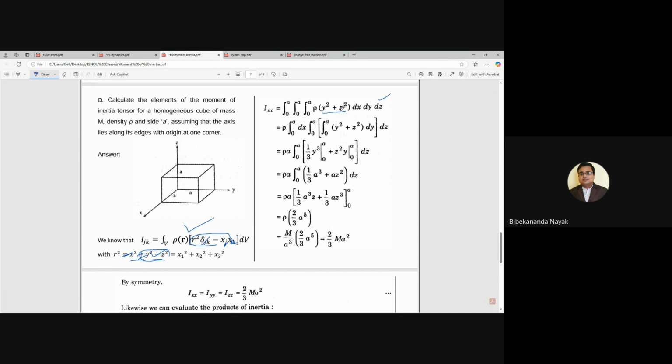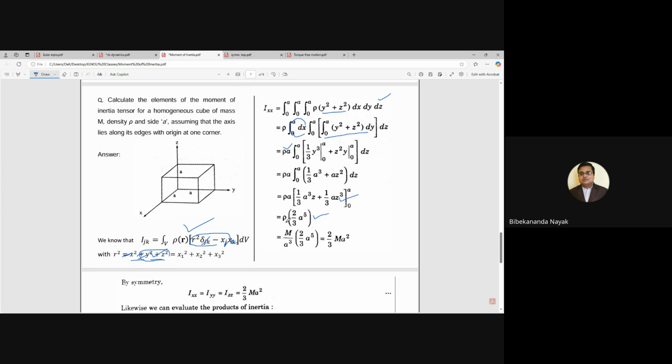Now integrate it. The limit is 0 to a. Actually there is no x here, so integrating x separately gives you a. Then first integrate with dy, then z. Integrating y gives y cubed by 3, and z squared times y. Putting limits 0 to a, it is a cubed by 3 plus a z squared. Again integrate with respect to z, so it will be a z cubed by 3. So it will be 2 by 3 rho a to the power 5.